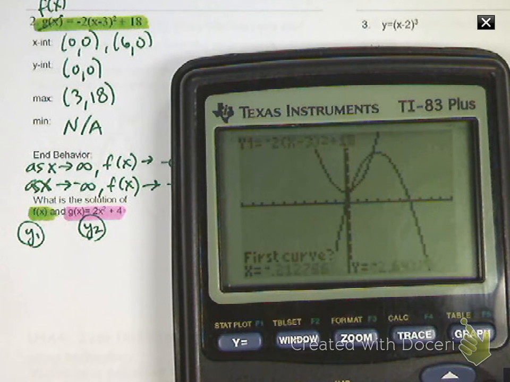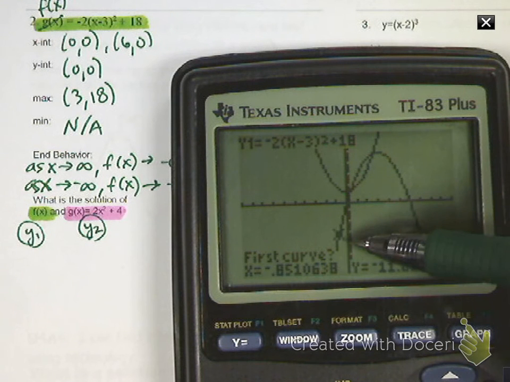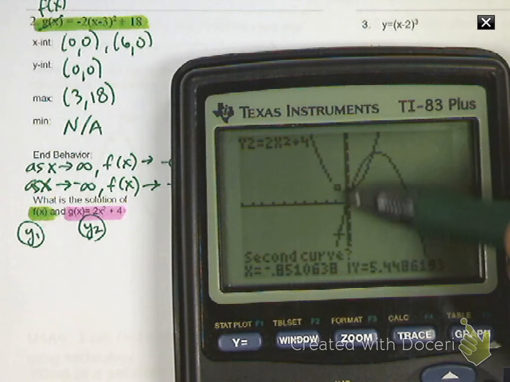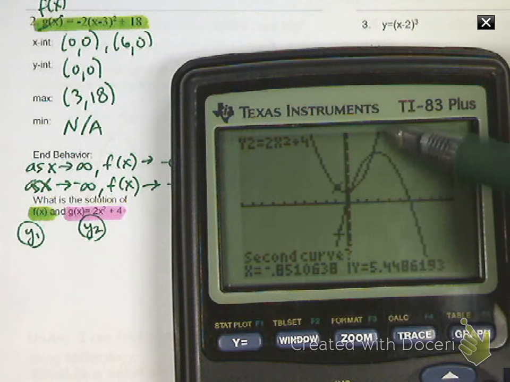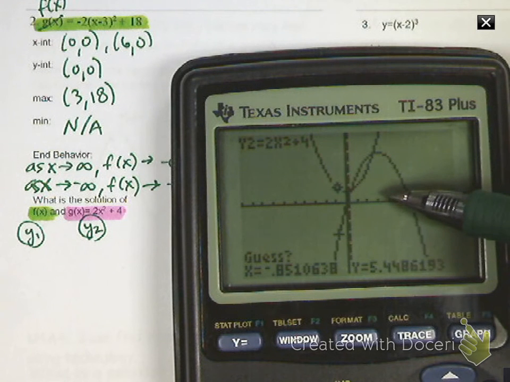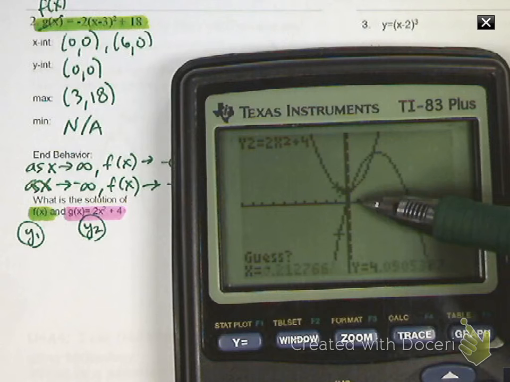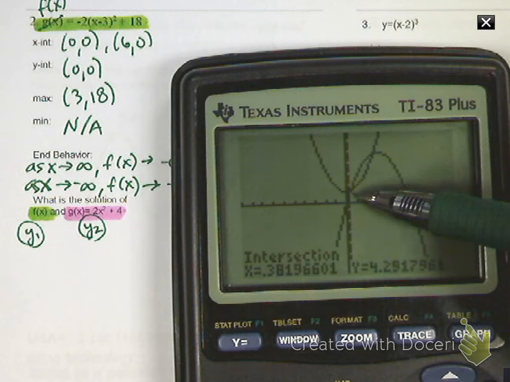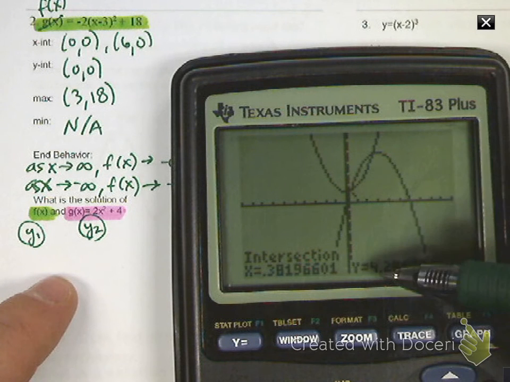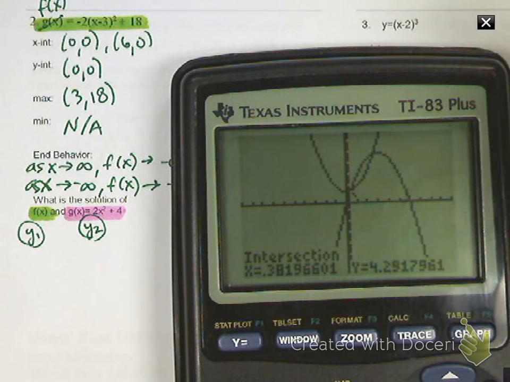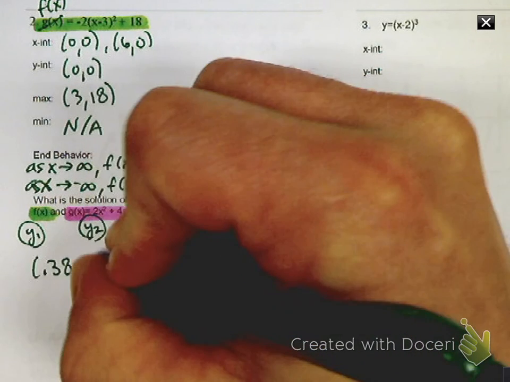and I can see where my cursor is. It's here on this parabola, so I hit enter. That's the first curve, and now it's on this other parabola. That's the second curve. I hit enter, and now I'm going to move the cursor to the first intersection point, which is right there. I press enter, and it gives me the intersection of 0.38, 4.29.